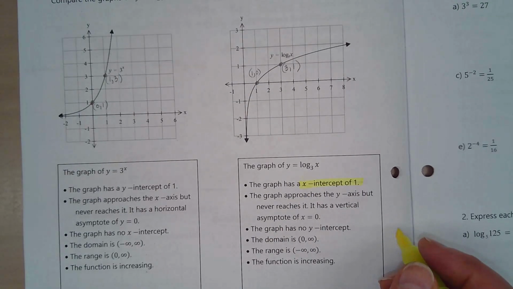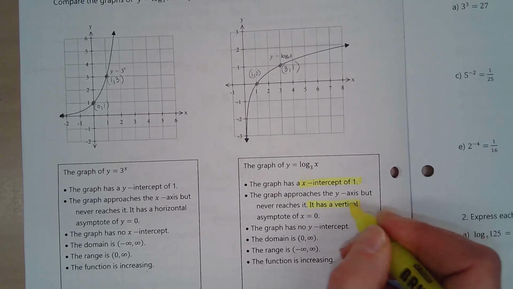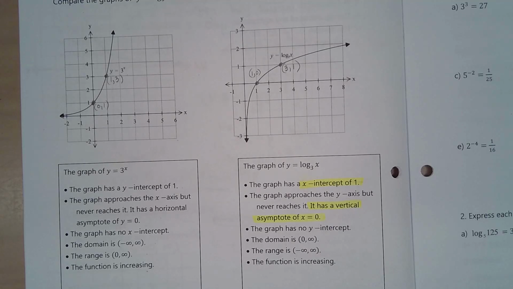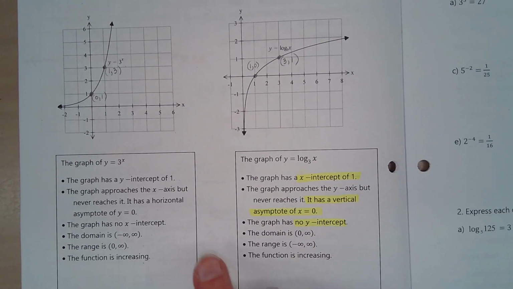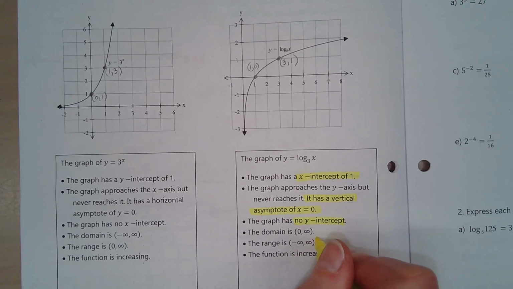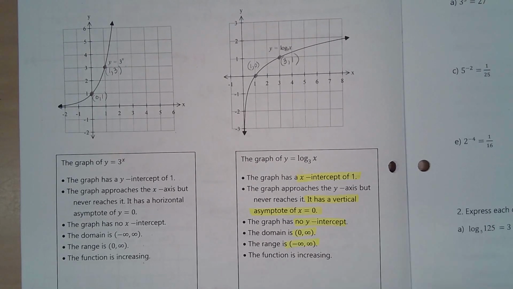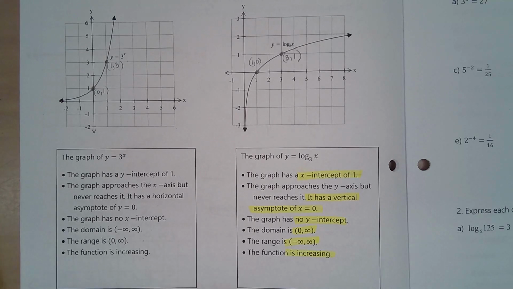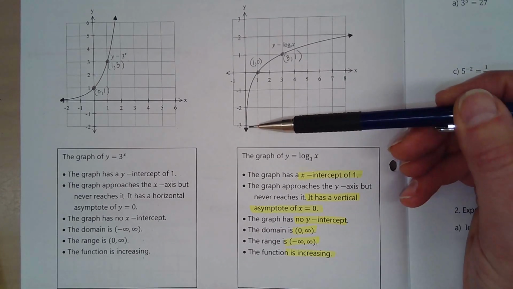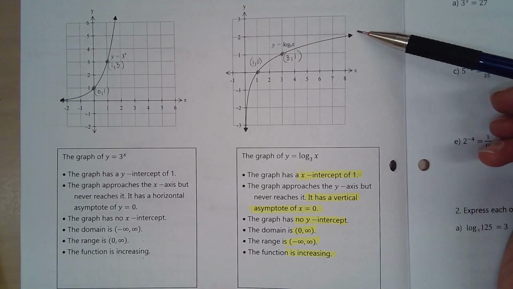The graph approaches the y-axis but never reaches it, so the vertical asymptote is x equals 0. No y-intercept, and the domain and range are flipped, right? The range now is all real numbers and the domain is 0 to infinity. This graph is also increasing though. That's the one thing they share. Everything else is flipped. Because if I read this graph from left to right, it's still traveling up, right?